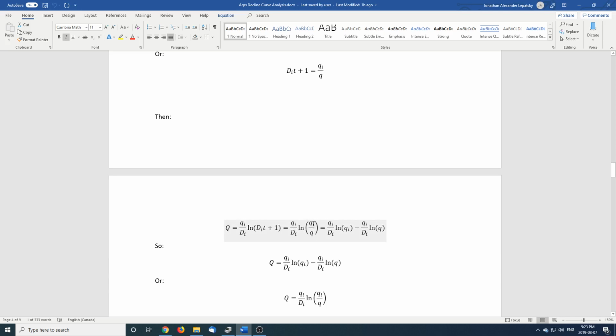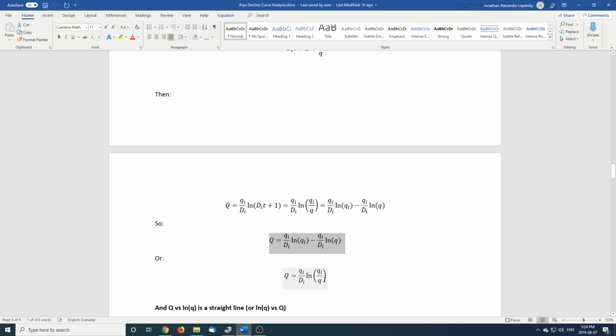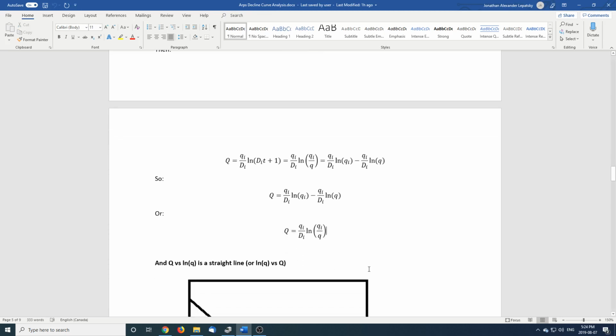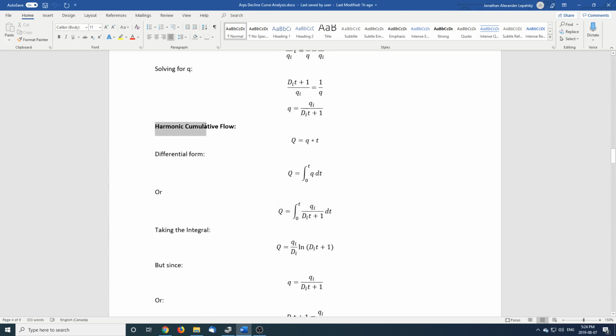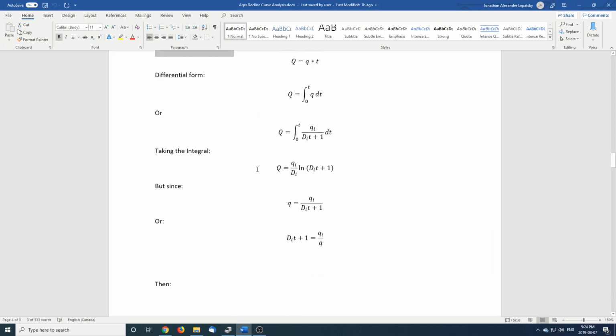And you can also split this up as before. If there's a division inside a logarithm, you can take it out as a subtraction. So whatever's in the bottom gets subtracted, and you keep the coefficient in front of the logarithm. So basically I just rewrote Q is equal to this here as a single statement, and then rewrote it like this, which is just bringing them back together. You might see it either way, but that's where those equations come from. So this was for the harmonic cumulative flow, right?